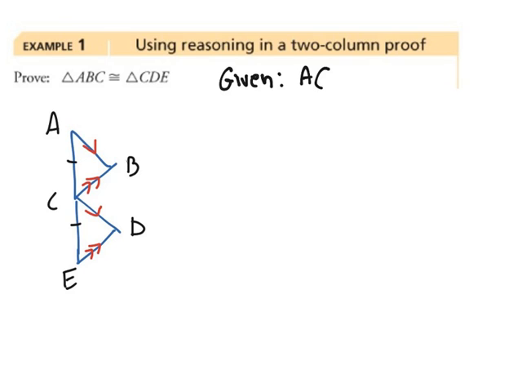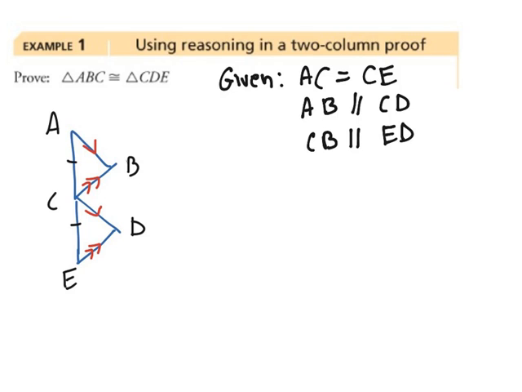Side AC is equal to CE, because that's what's given in the picture, as well as we know that side AB is parallel to CD. That's indicated by the one arrow on that line segment, as well as CB is parallel to ED, and that's also indicated by the 2 arrows on those 2 line segments, showing that they are parallel. So what we need to do is show that these 2 triangles are congruent.